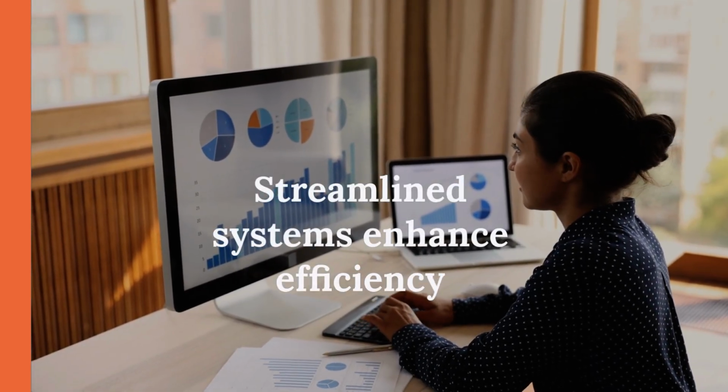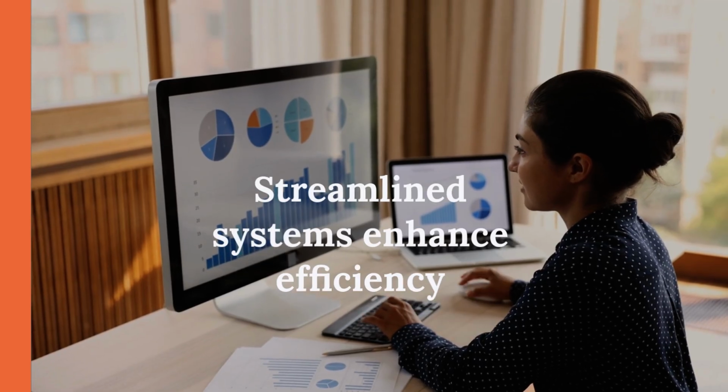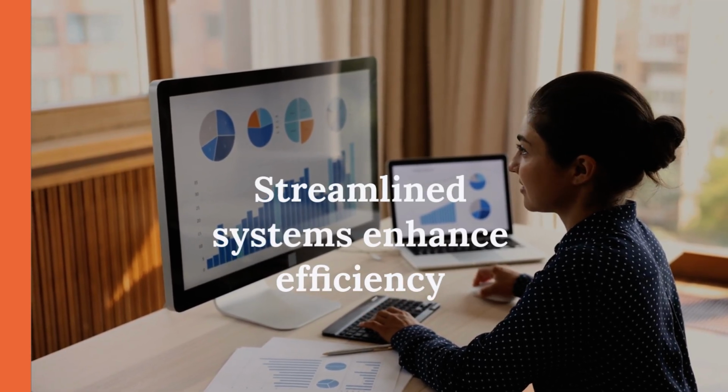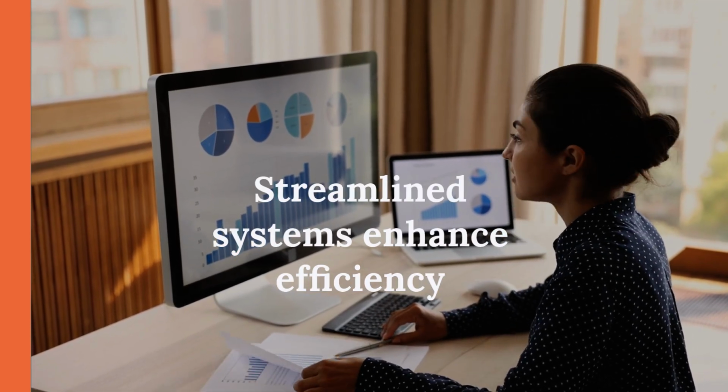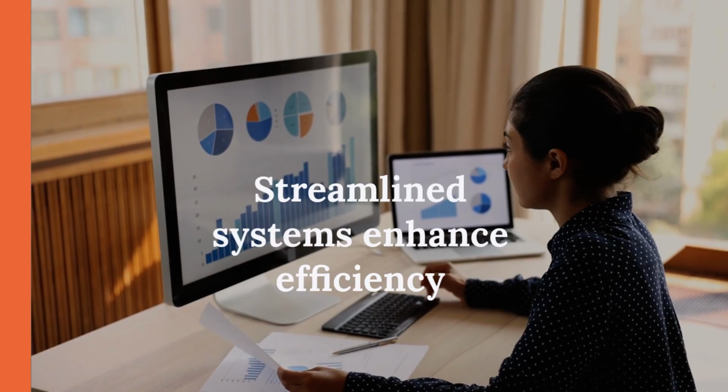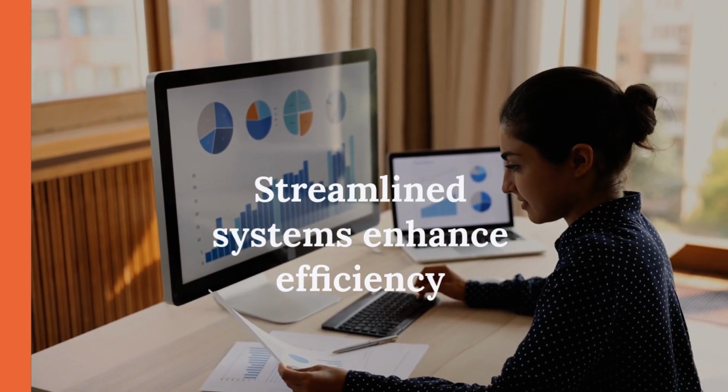Integrated systems streamline processes. They reduce redundancy and improve efficiency. Data collected for financial reporting can serve multiple purposes. This reduces errors and duplicate entry. Cost efficiency is enhanced through integration.